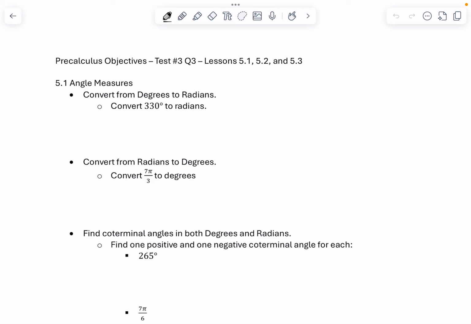Okay, so today we are going to just recap the key things that are going to be on the test that covers lessons 5, 1, 2, and 3. So on this one, let's see, the first part is converting from degrees to radians.